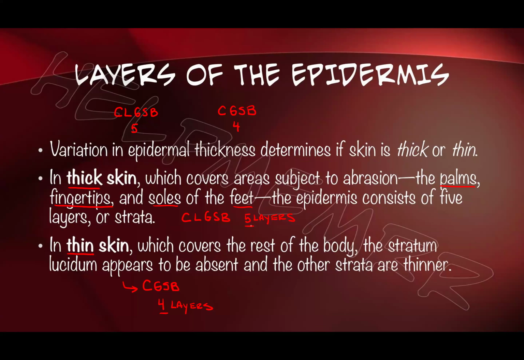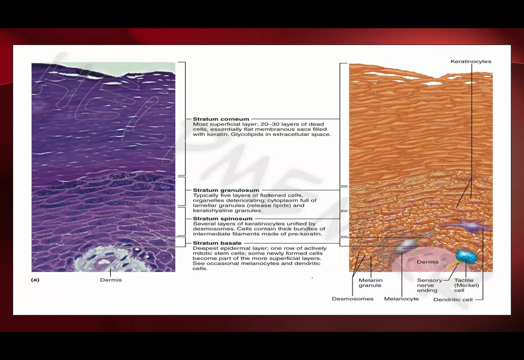So the one that's actually going to be different is that the stratum lucidum is not there, right? We've just taken away one extra layer. So stratum corneum, come get sunburnt. There's 4 layers. We know that this would be considered thin skin. If there was another layer, the stratum lucidum, then we would say it's thick skin.